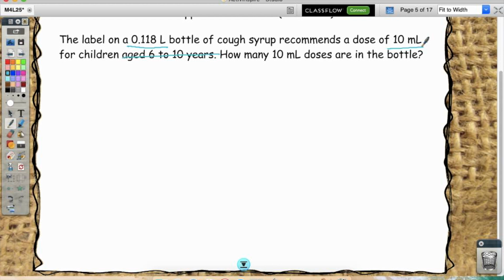Okay? So on the anchor chart, it says when I change from liters to milliliters, what am I going to do? Times 1,000. Multiply or divide? Multiply. So everybody write this down. Remember the capital L. Okay, so we just said we're going to multiply times 1,000.